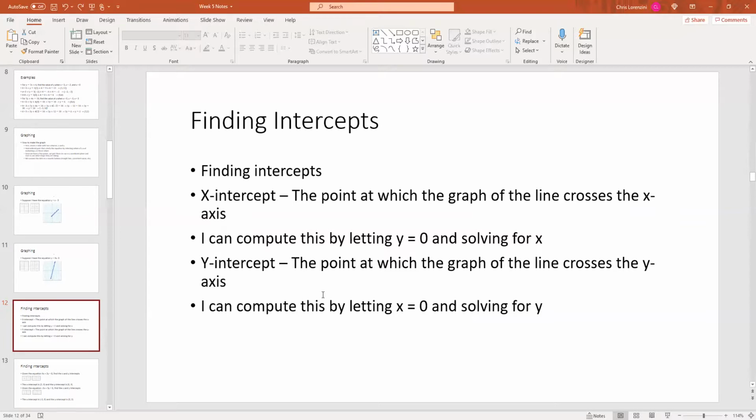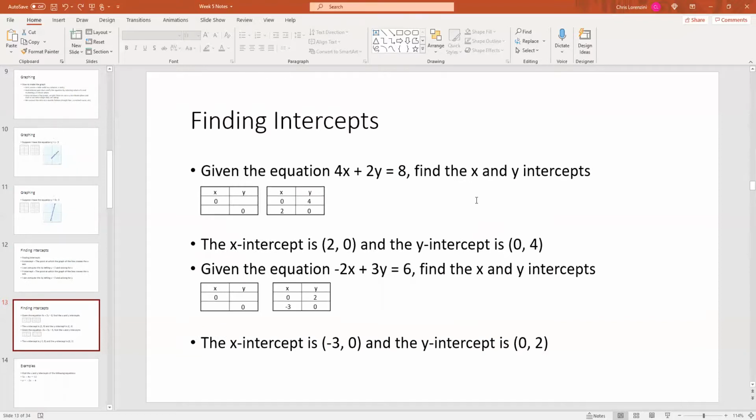If I want to compute the x-intercept, I let y equal 0 and solve for x. If I want to find the y-intercept, I let x equal 0 and solve for y. The best part about finding intercepts is that we're letting one of the two variables be 0, making it easier to solve for the other variable.